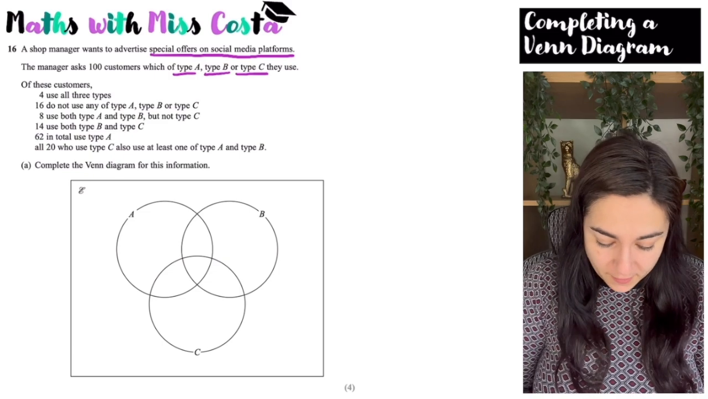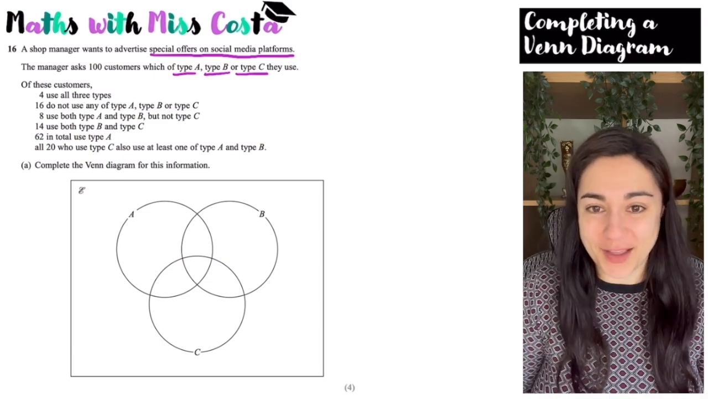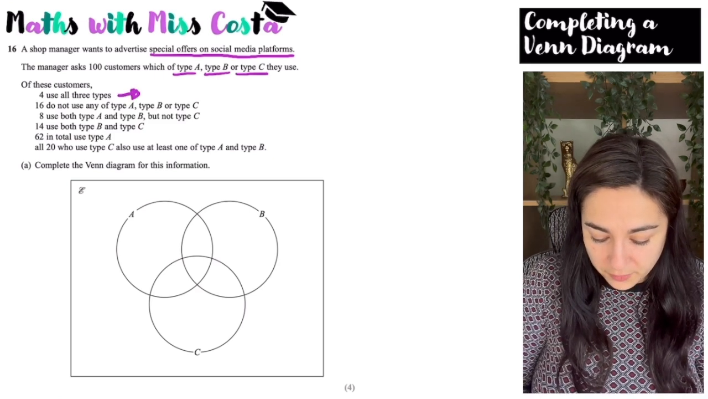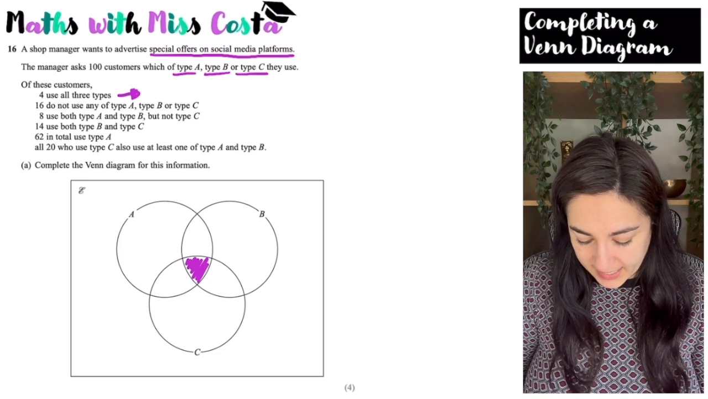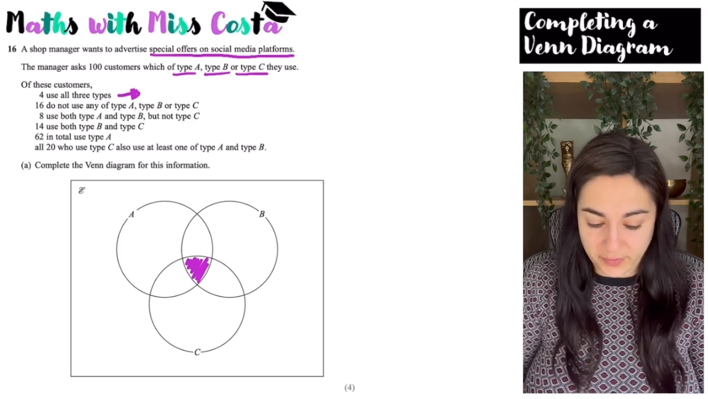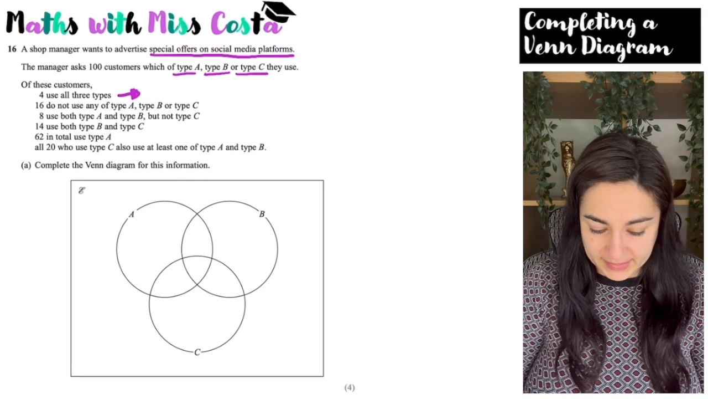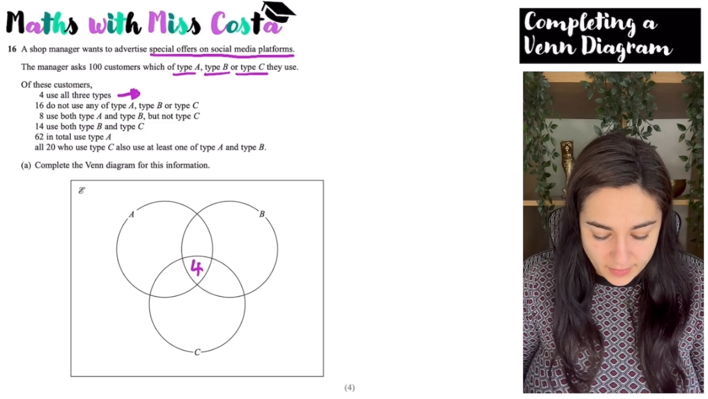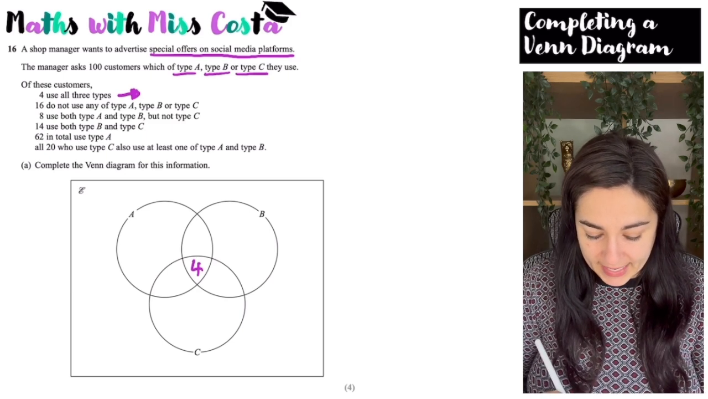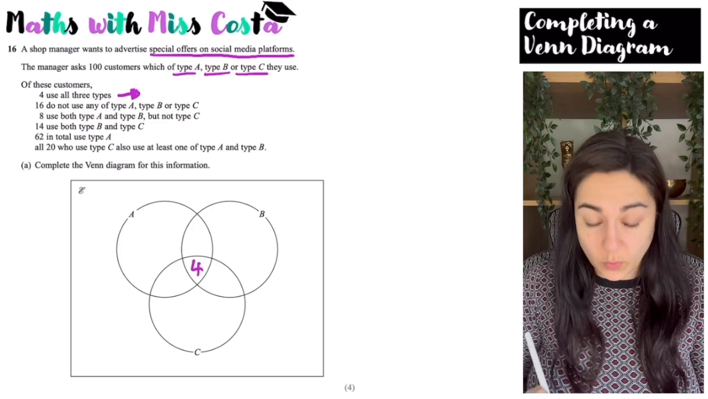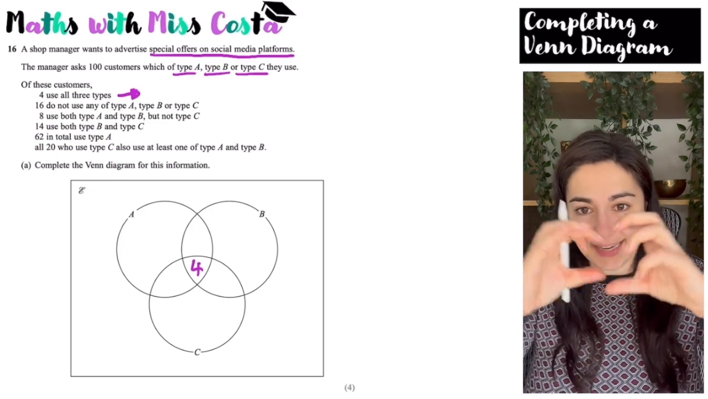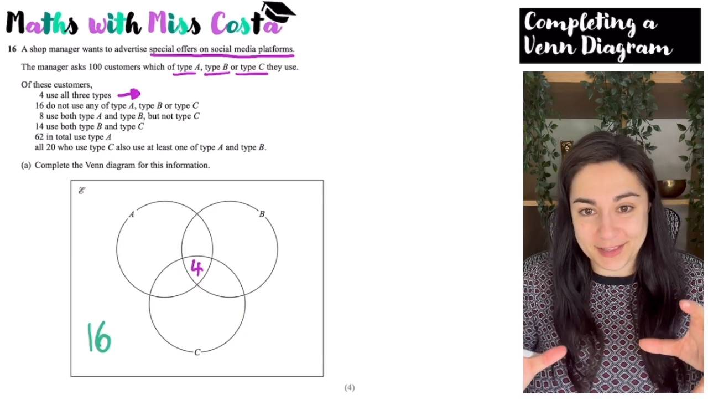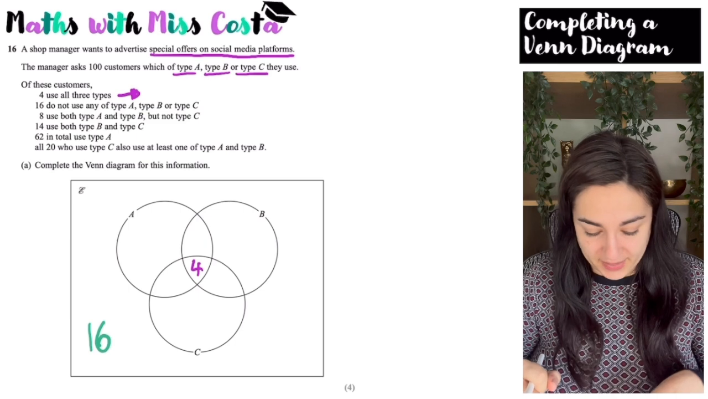Of these customers, 4 use all 3 types. So there's my first piece of information that I can put into the Venn diagram. 4 use all 3, so it has to be at the intersection where all 3 circles intersect. So I'm going to put my first piece of information in the middle. I'm then told that 16 do not use any of type A, type B, or type C. So if they don't use anything in the Venn diagram, they need to sit in the universe outside of the Venn diagram. So we're just going to place 16 over here.